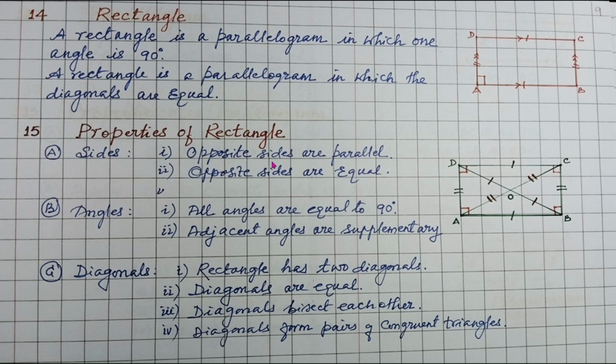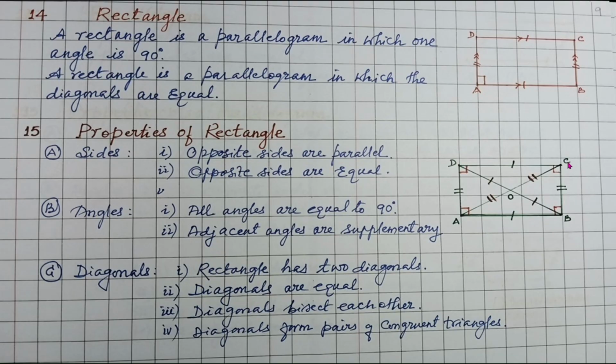In a rectangle the opposite sides are parallel, opposite sides are equal. See, AB is equal to DC, AD is equal to BC, AB is parallel to DC and AD is parallel to BC. That is in terms of sides. In terms of angles, all the angles of a rectangle are equal to 90 degrees and adjacent angles are supplementary. In terms of diagonals, rectangle has two diagonals, the diagonals are equal.